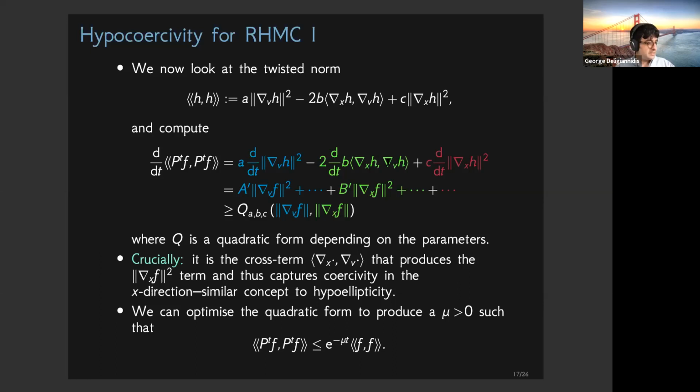So again, this mixed term is trying to capture how the velocity component feeds into the location component. Okay, so at the end of the day, you get an inequality of the form at the bottom of the page. So you've got exponential mixing, but it's in the Sobolev norm.